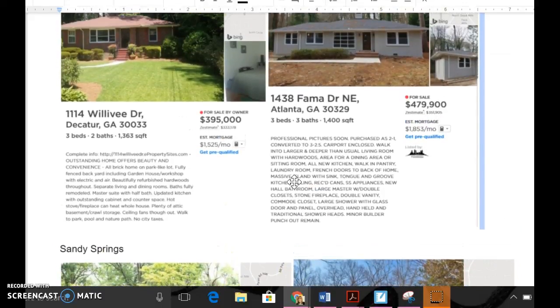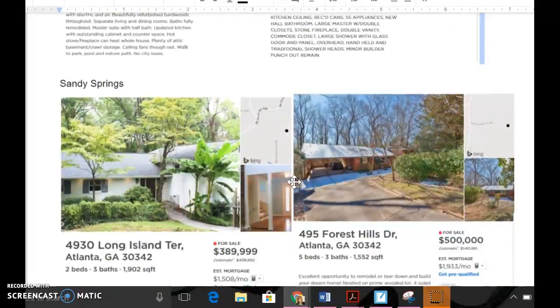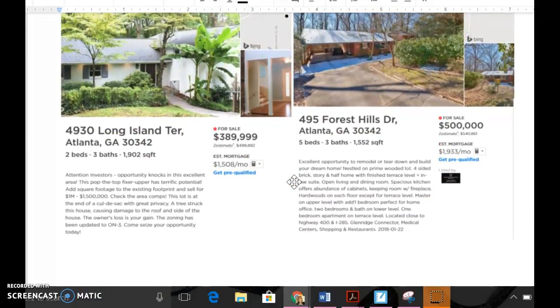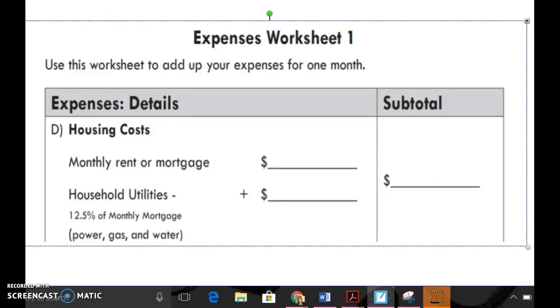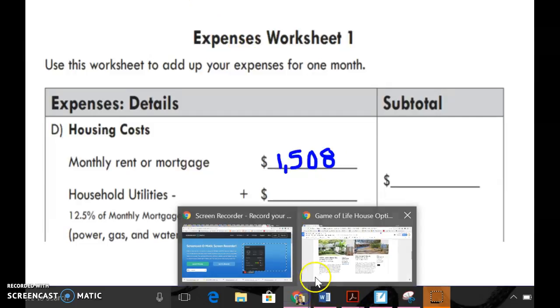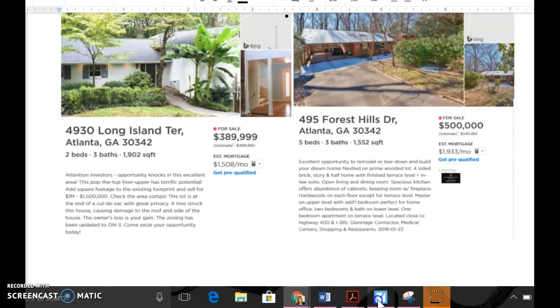So looking through, I'm going to pick something in Sandy Springs because I want to be close to the school. I'm going to pick this 4930 Long Island Terrace, which is $1,508 monthly. And you see that price here. So you go to your worksheet, and it was $1,508. I believe that's correct. Let me double check. Yes. And I'm going to fill that in.